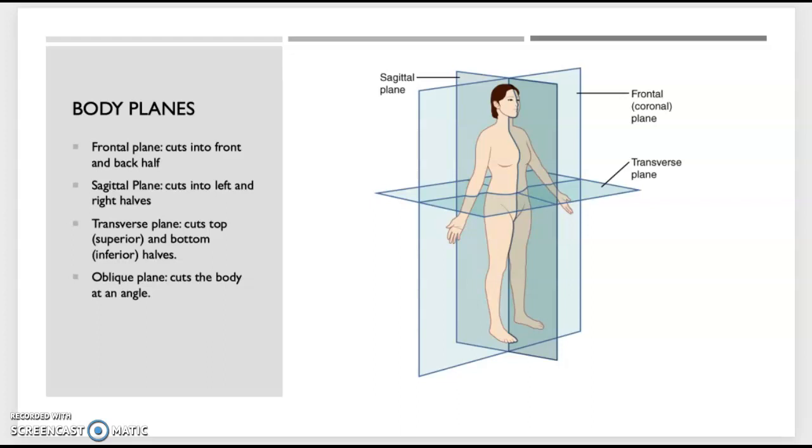The body planes can also be cut as like a frontal plane, which is anything that is the front and the back half, like the dorsal and anterior sides. The sagittal plane is similar to the medial, where it's going to cut the body in equal halves, left and right. The transverse will split it into top and bottom halves. And there's also an oblique plane that'll cut it at an angle, which isn't often used as opposed to the other planes.